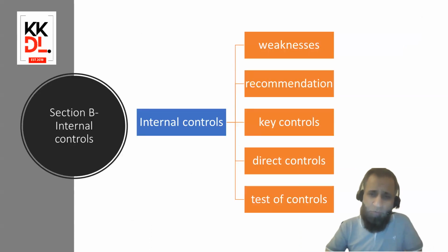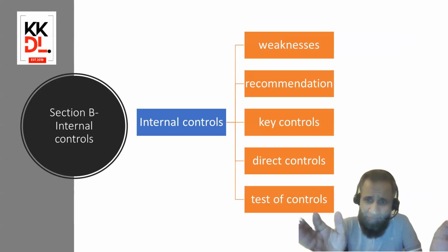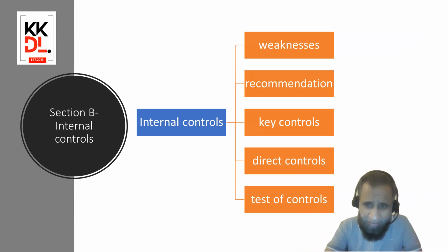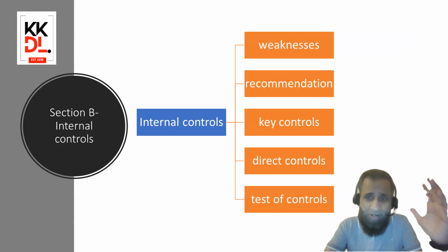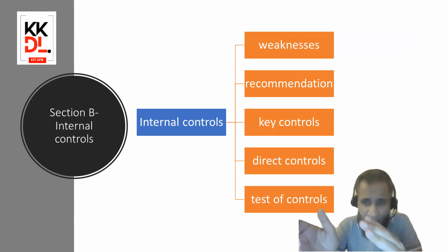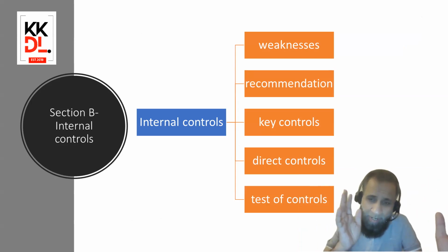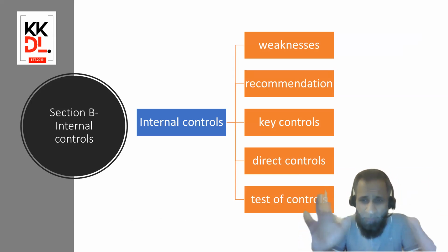Okay, now just a quick overview of things which are in Section B. We know internal control is a mainstay area of Section B. If you've seen past papers, at times the examiner asks you a question where you need to identify the deficiencies or weaknesses in the internal control, and you need to give recommendations. At times the examiner asks you weakness, recommendation, and test of control. So that's 3 things in one question. At times the examiner asks you the key control and the test of control. At times the examiner asks you to identify and explain the direct control and the test of control. So you must have seen that variety in terms of internal controls in past papers.